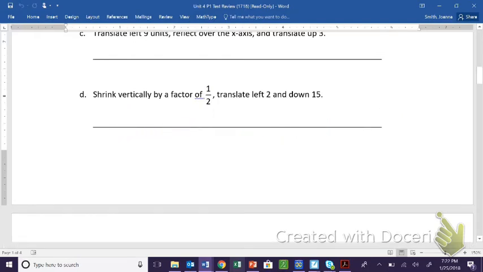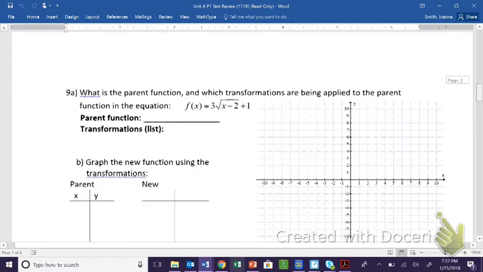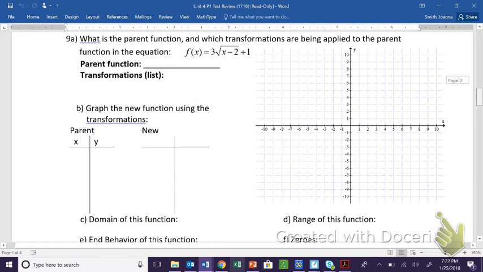Okay, moving on, ladies and gentlemen. This next page, the parent function is always going to be, you just look at whatever index you have. F of x equals the square root of x. Okay? That's always the case. Don't get that wrong. That's an easy thing to just get it.